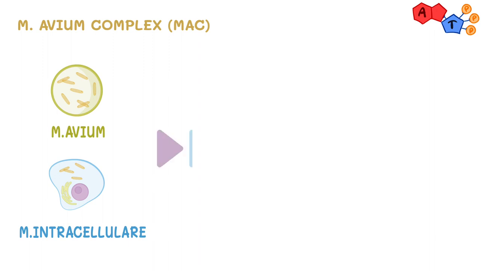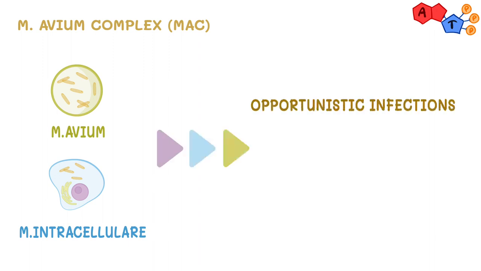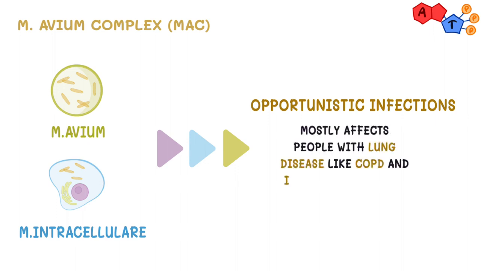Mycobacterium avium complex, also known as MAC, refers to two types of bacteria, Mycobacterium avium and Mycobacterium intracellulare. They are known for causing opportunistic infections. MAC rarely infects healthy individuals and mostly affects people with lung disease like COPD, which is chronic obstructive pulmonary disease, and people who are immunocompromised, such as in cases of HIV.